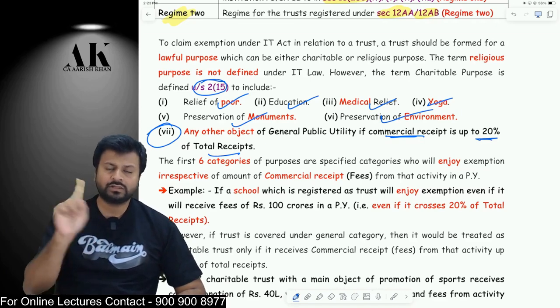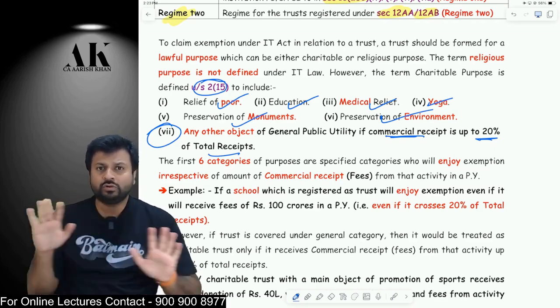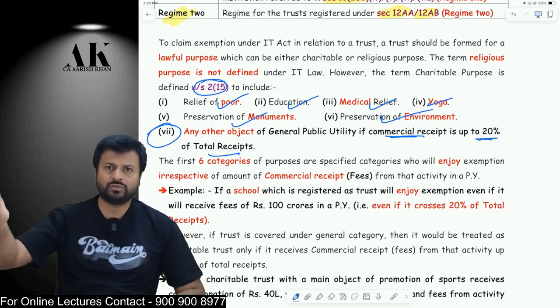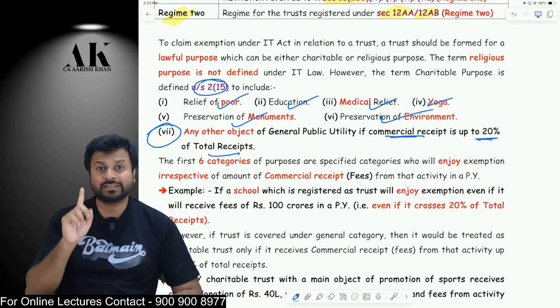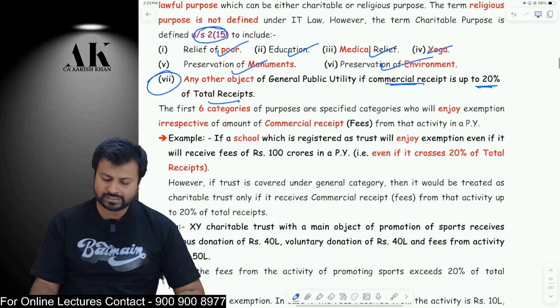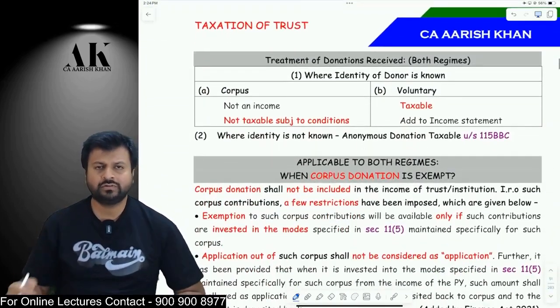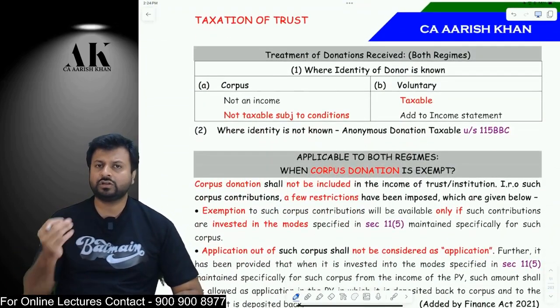Always remember, for the first 6 points, you are not supposed to check this condition. For the first 6 points, there is no need to check whether it is up to 20% or more than 20% or less than 20%. But for the 7th point, you have to check whether it is up to 20% of total receipts or not. Otherwise, in the 7th point, you will not enjoy the exemption. So this is what this first part is all about. The very first thing you have to see here is the definition of charitable purpose.